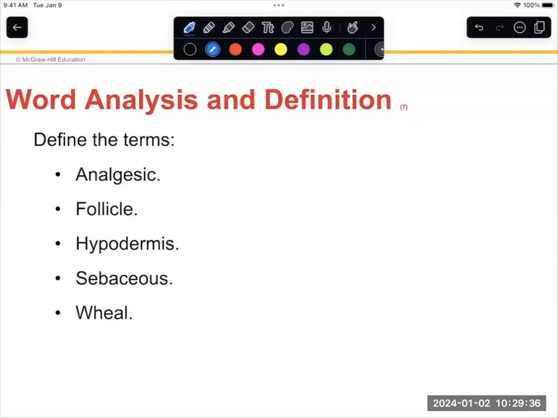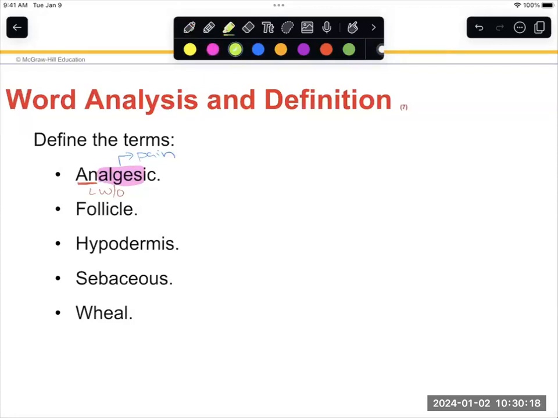Analgesic. We have our root word. Our root means pain. We have the prefix an, which means without. So analgesic is a substance that reduces or relieves the response to pain.